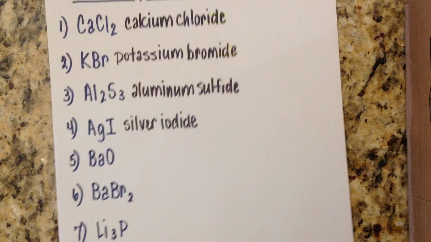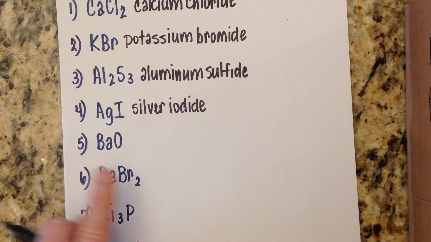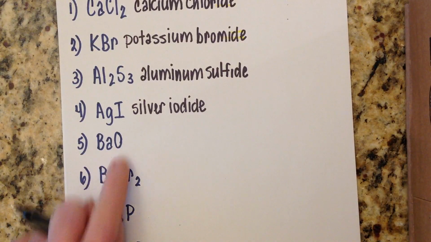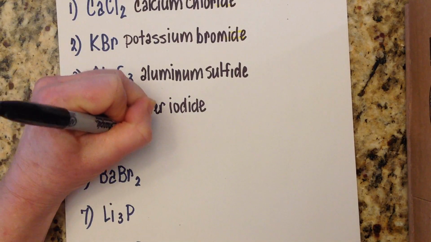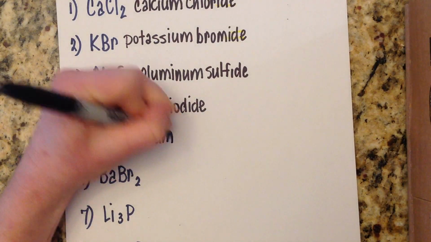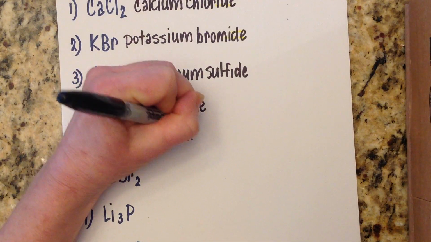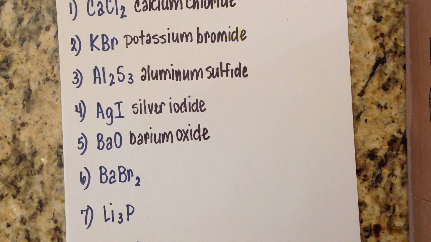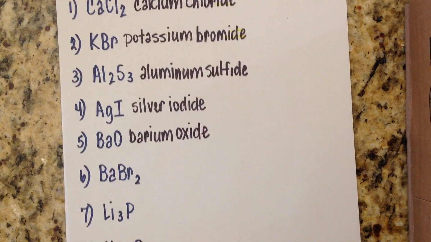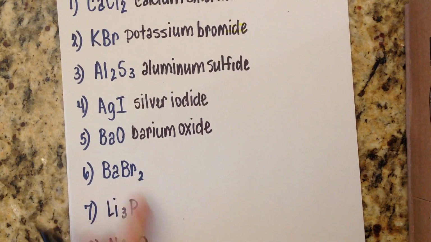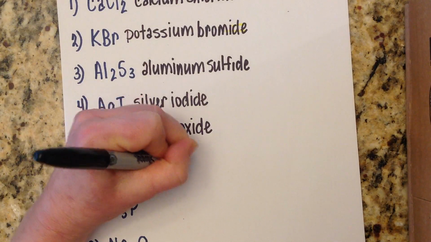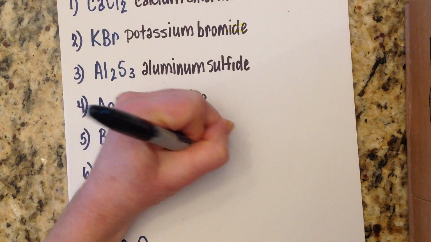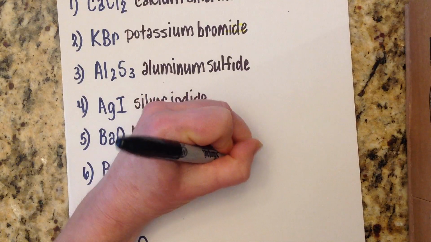So don't give up. Number 5, I know it's ionic because I see a metal and a nonmetal: barium oxide. Number 6, I see a metal and a nonmetal: barium bromide. Can you believe how easy this is?